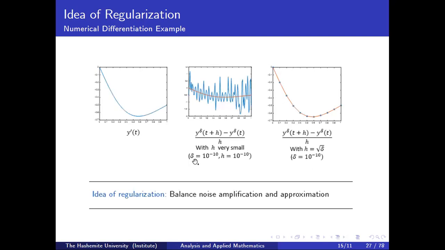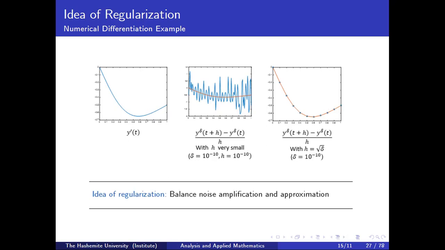With choosing delta 10 to the power minus 10 and h 10 to the power minus 10, we have the problem. But when using h square root of delta, 10 to the power minus 5, look at the exact and the dotted solution. It is what? The derivative of y delta. So here we solve the problem.